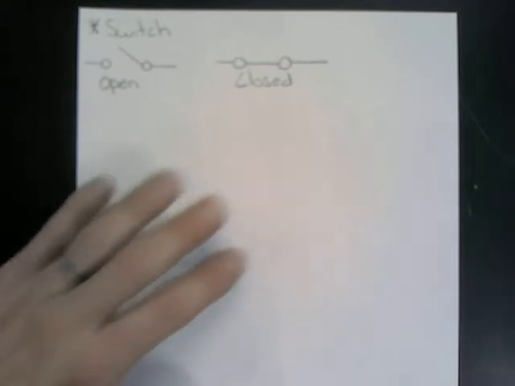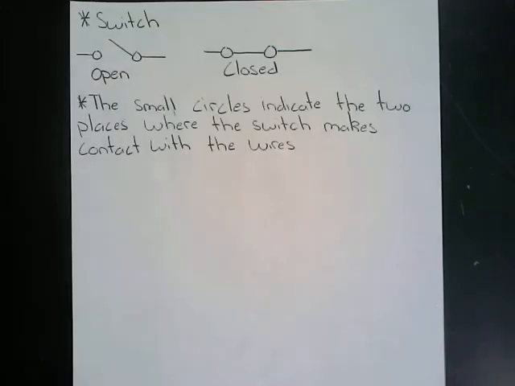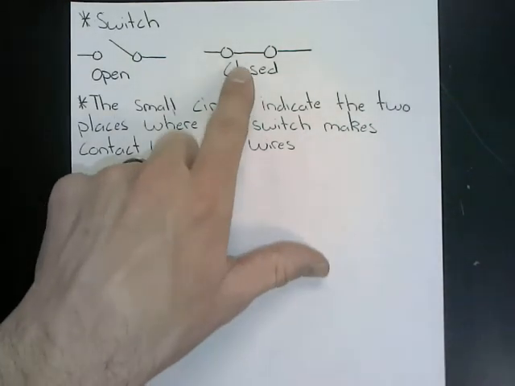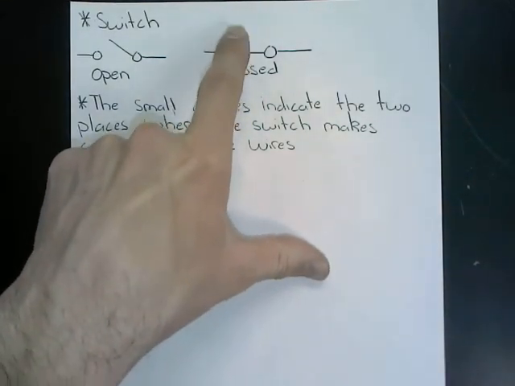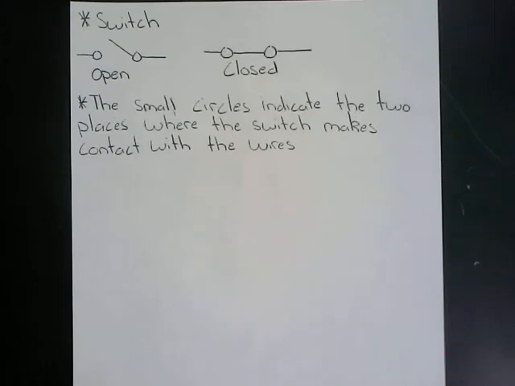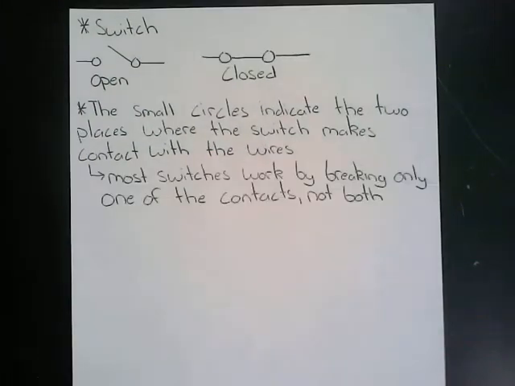Now, it should be noted that the small circles indicate the two places where the switch makes contact with the wires. Now, most switches work by breaking only one of the contacts, not both. So in our case here, our closed circuit would open on that left-handed side circle. All right, so now that we have the business of schematic diagrams in mind, we can move on to some different types of circuits.